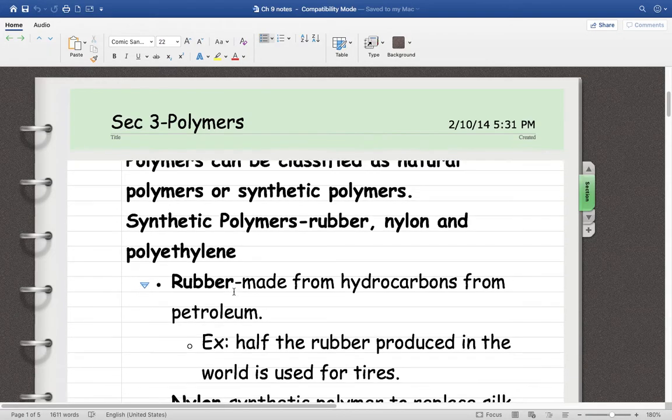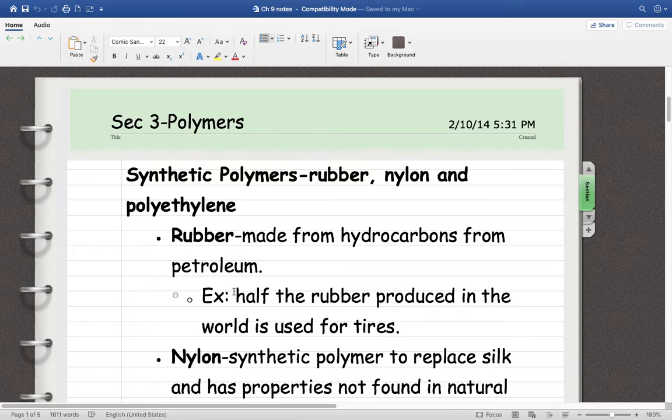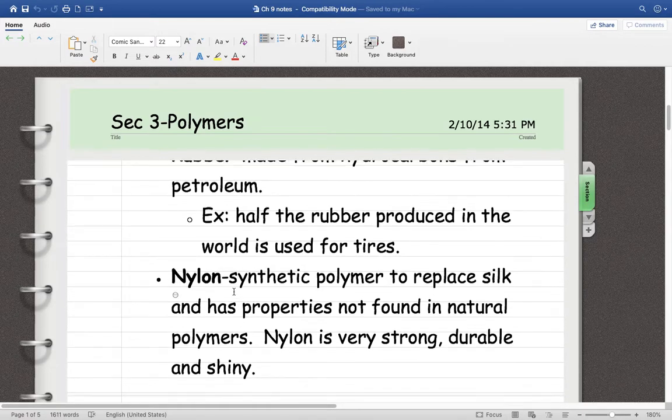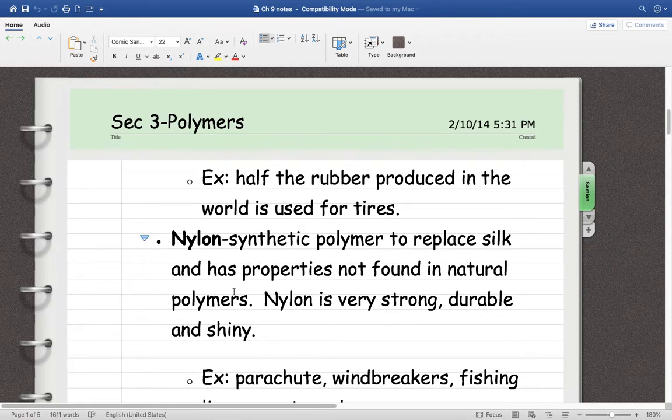All right, so let's talk about rubber first. Rubber actually started as a natural polymer that comes from a rubber tree, but rubber trees can't keep up with our demand, so we had to make a synthetic version of rubber. This is made from hydrocarbons, which means hydrogen and carbons, and it's from petroleum, which is a fossil fuel. Half of the rubber produced in the world is used for tires. That's just a little extra. So we know everything that's rubber: tires. Of course, now I can't think of one thing that's rubber. The bumpers of our cars, stuff like that, are rubber.